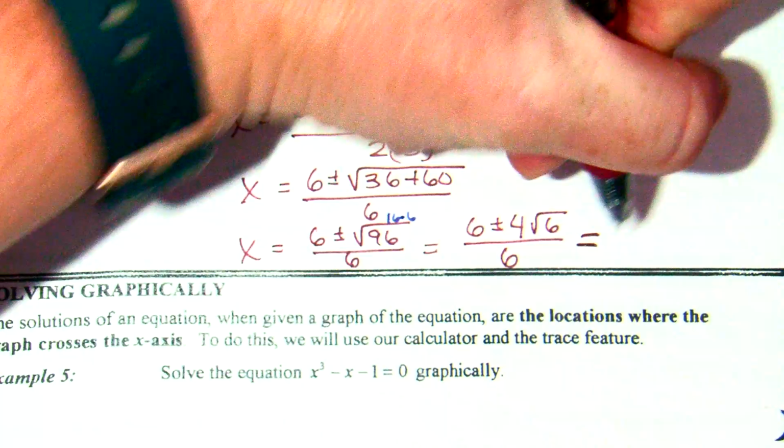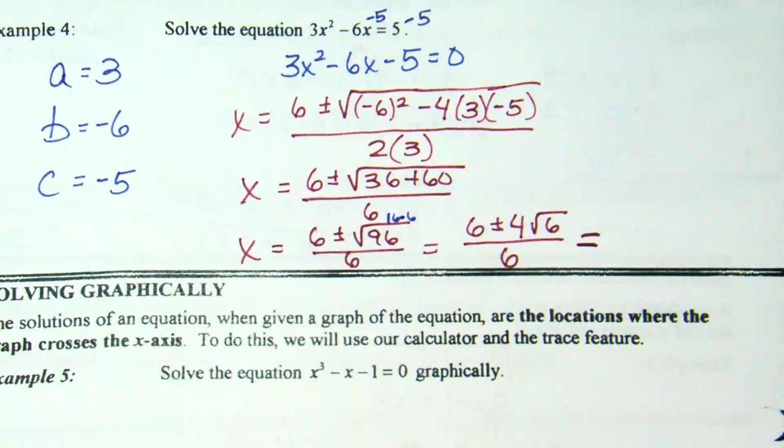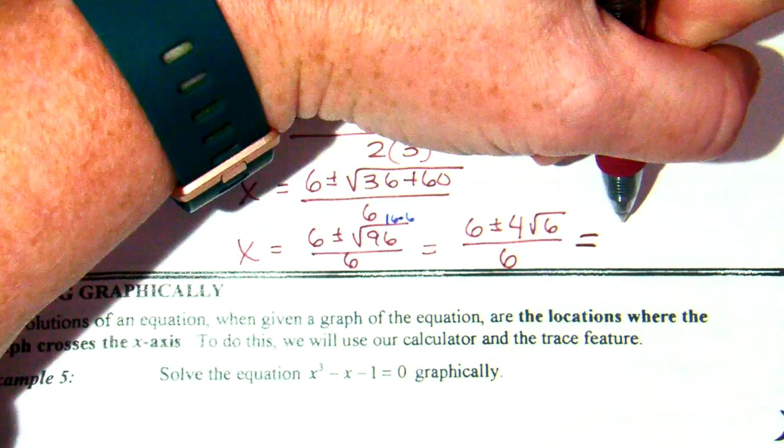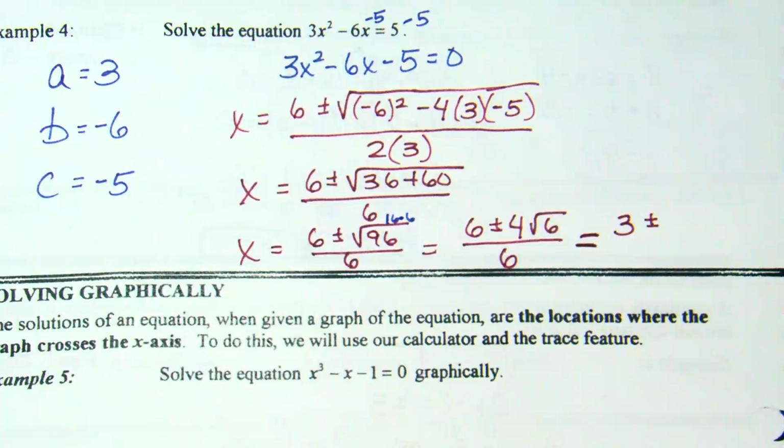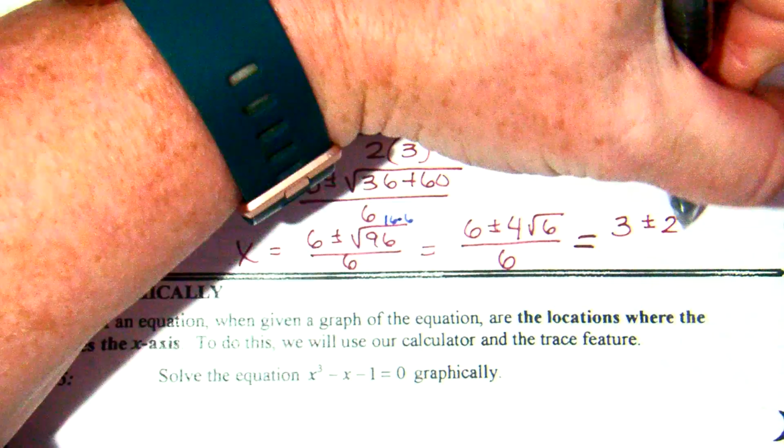One last cleanup. We have a 6, we have a 4 square root of 6, and we have a 6. What do all three of those terms divide by? 2. So we're going to divide each of those by 2. 6 divided by 2 is 3, plus or minus 4 square root of 6 divided by 2 is 2 square root of 6, over 6 divided by 2 is 3.